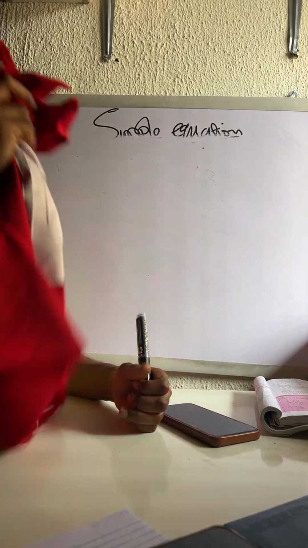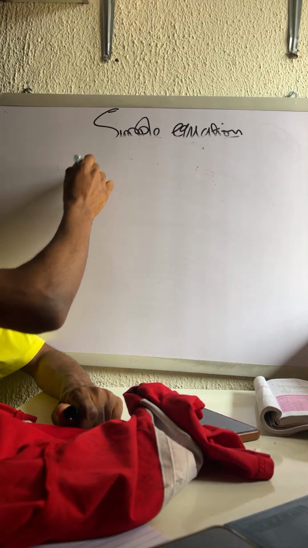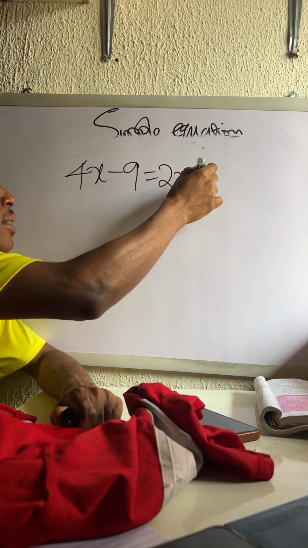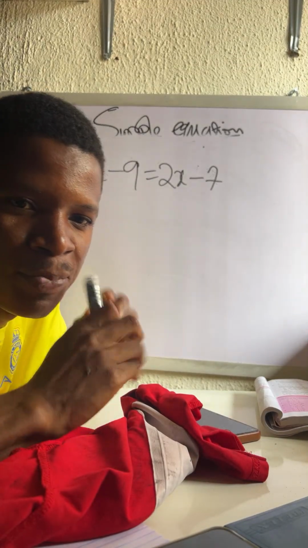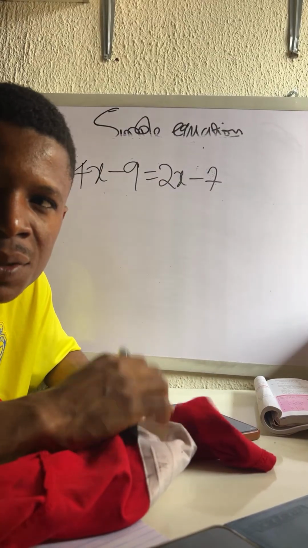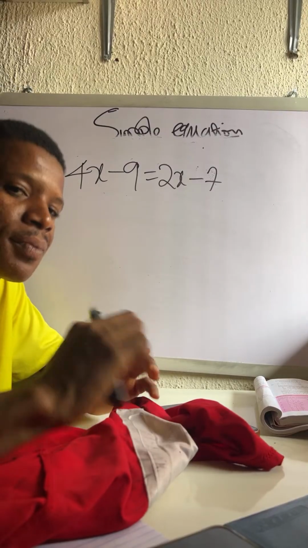Let's do this last one and go and rest. You guys really tried today. We have 4x minus 9 is equal to 2x minus 7. Fastest finger. Everybody do it on your own, use your paper, and comment your answer. Let's know who's going to be first.